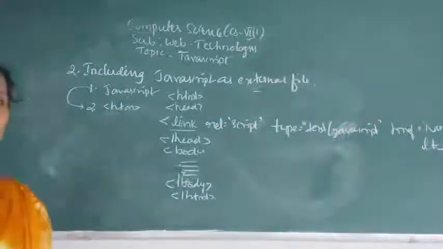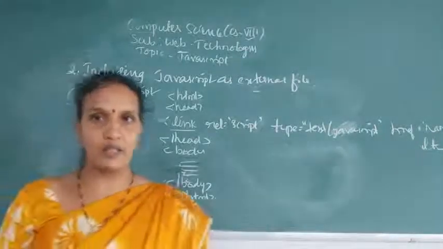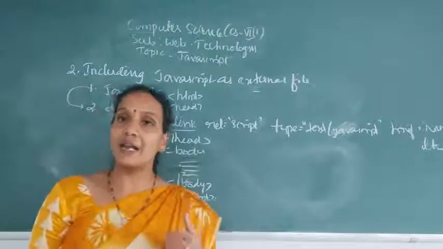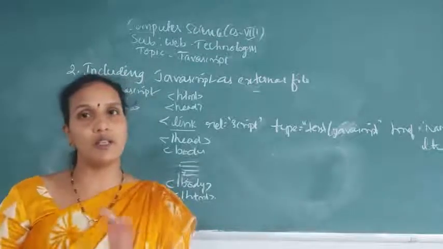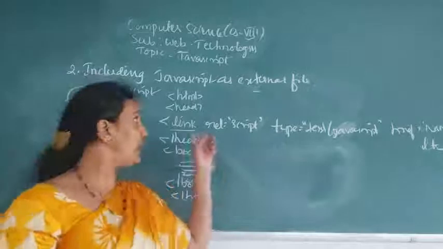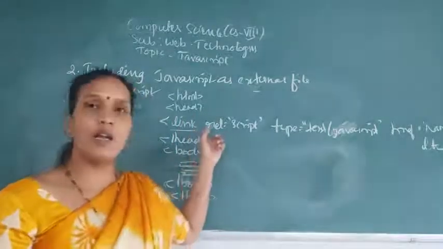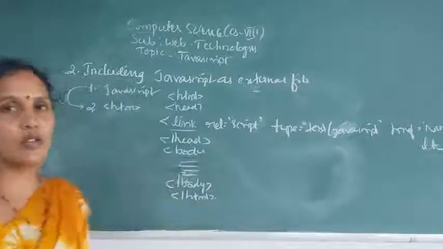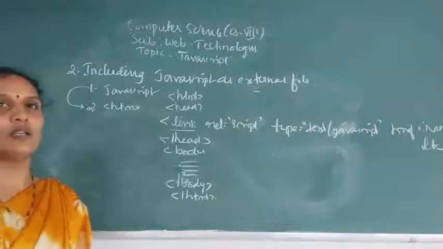Okay, so this is the second method. In the first method, we included JavaScript inside HTML. In the second method, we are including JavaScript as an external file. We write whatever JavaScript code there is in a separate notepad, and using a link tag we give the link between the HTML document and the JavaScript document. Okay, you take a screenshot of this. And now I will explain variables, how to declare variables in JavaScript.